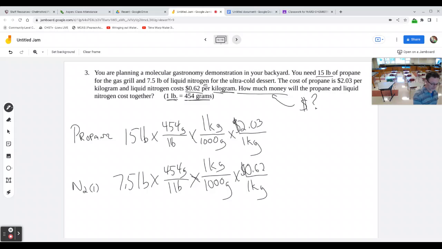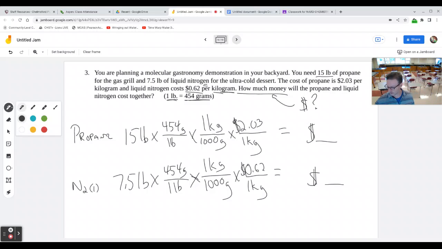All right, I want my answer to be in dollars. For each of these, start canceling units down here. Pounds cancels pounds, grams cancels grams, kilograms cancels kilograms. Same setup top and bottom here. So the unit that didn't cancel is the dollars, which is what I want my answer to be over there. So I'm set up correctly with my units.